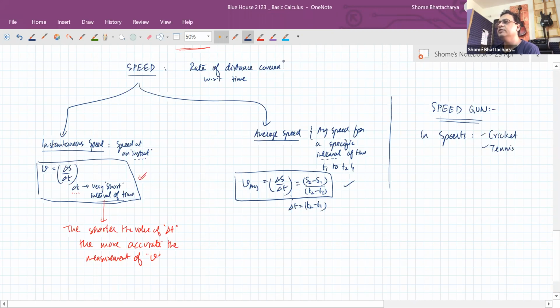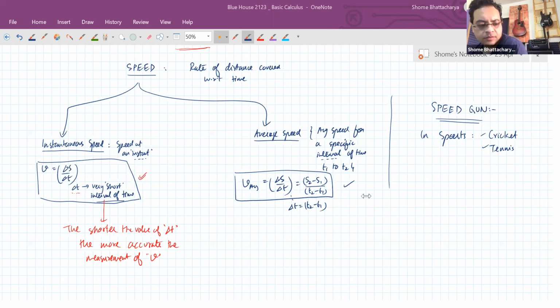Anywhere else we use a speed gun? Sir, also when someone is going too fast in traffic, police uses the gun on them. Yes, sir, police, traffic police, yes, I missed the other one. Radar speed gun. Yeah, Vineet, you were saying something? Yes, sir. Radar speed gun used by the traffic police. Yeah. Okay. It's also used by traffic police.